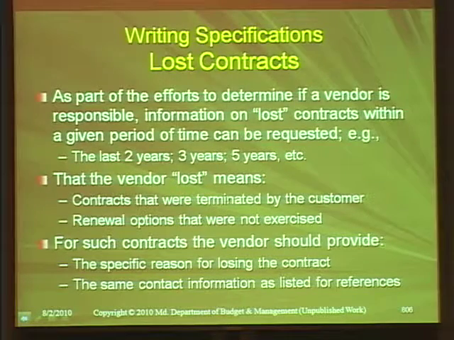And then you have to define what lost means. It means either that they were terminated by the customer, or that there was an available renewal option that was not exercised. It doesn't mean they did a new procurement and they were underbid by somebody else. That's not the issue. The issue is where an agency basically got rid of them, or a vendor got rid of them by terminating, or they could have exercised an option, they didn't.